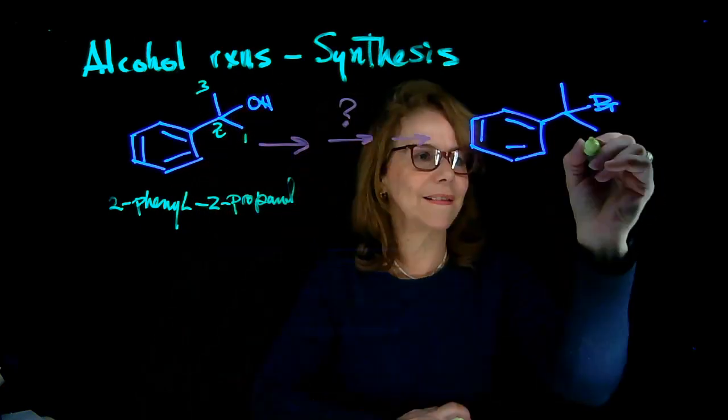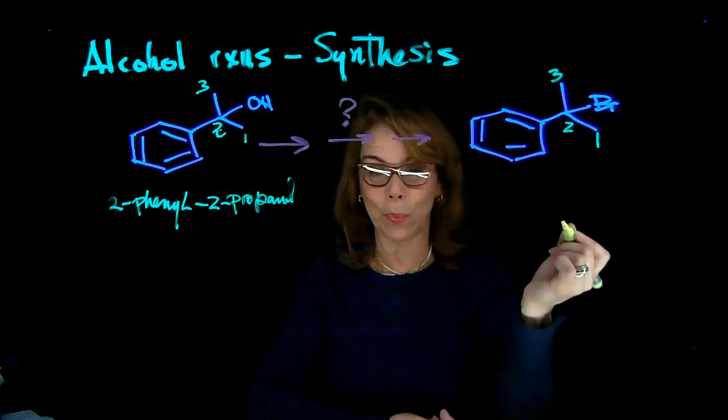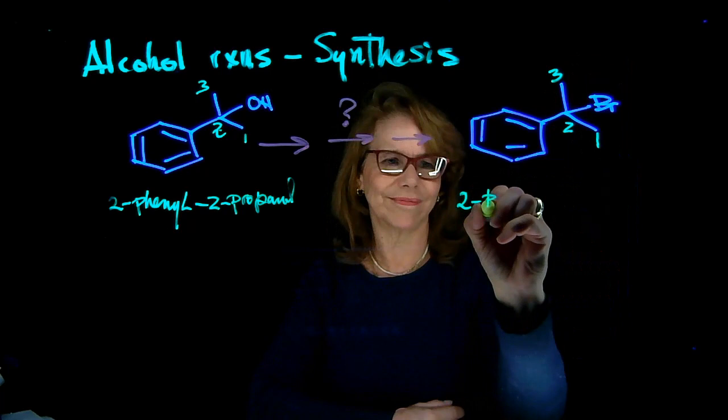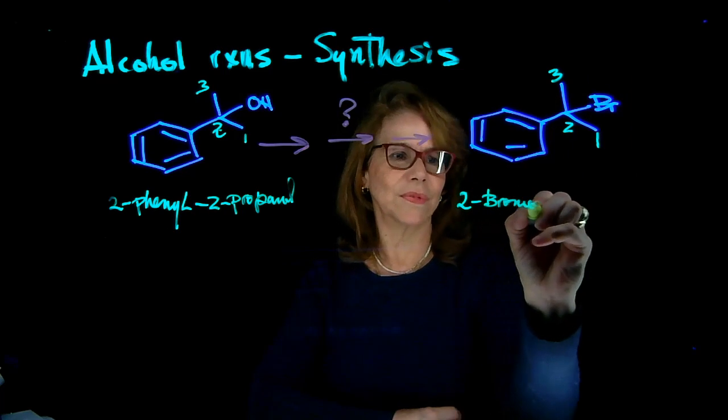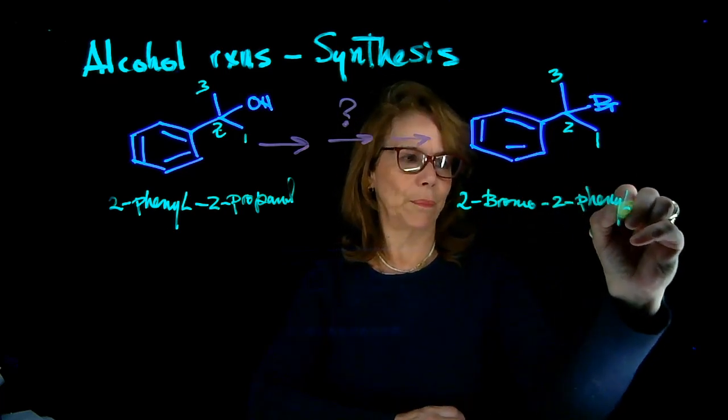And this is still 1, 2, 3, but this is now propane, and we're going to say 2-bromo-2-phenylpropane.